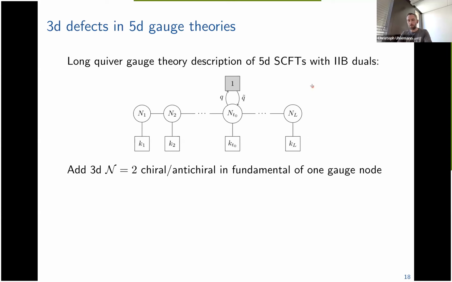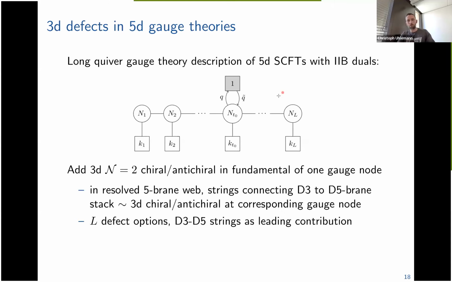All right, so I want to really focus on the gauge theory part here, but if we were to look at this through the brane web lens, the idea would be that we take a resolved 5-brane web describing a gauge theory, and we poke this with a D3 brane at one particular gauge node. We have the D3-D5 strings connecting the D3 brane to the stack of D5 branes representing a particular gauge node. They give rise to a pair of chiral and antichiral matter fields, and this is the leading contribution of this D3 brane in the large N limit. Since we have a large number of D5 branes, this is a large number of fields, and that's the leading contribution.